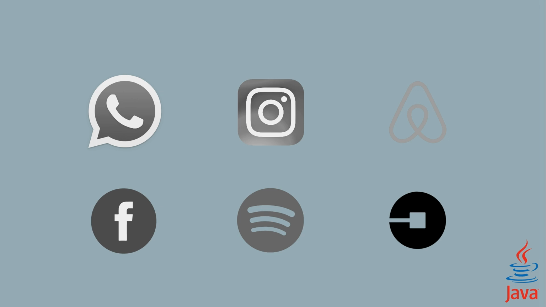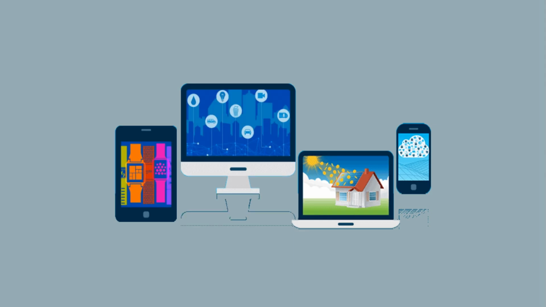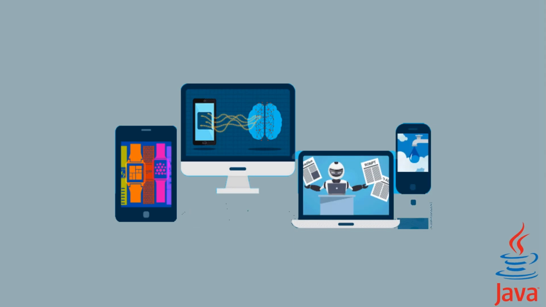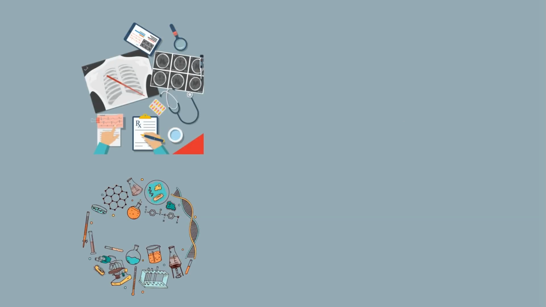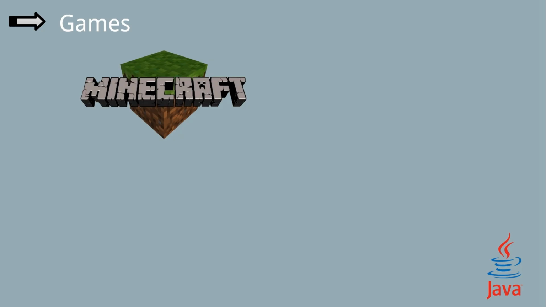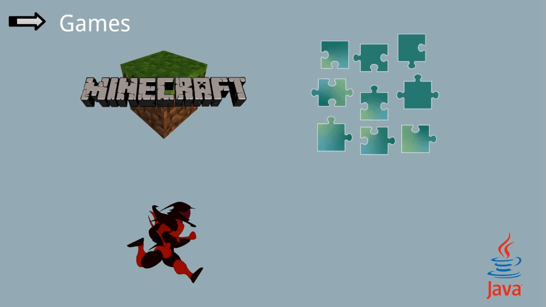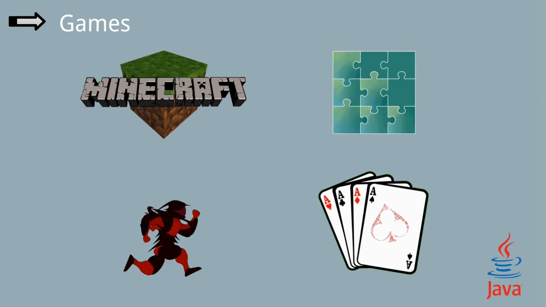Then other applications such as scientific applications are built using Java, and examples are image analysis and processing, computational chemistry, bioinformatics, astronomy, and so on. Then, not to forget the games. There are many games that are built using Java, such as Minecraft, Runescape, and many other puzzle and card games that use the Java language.